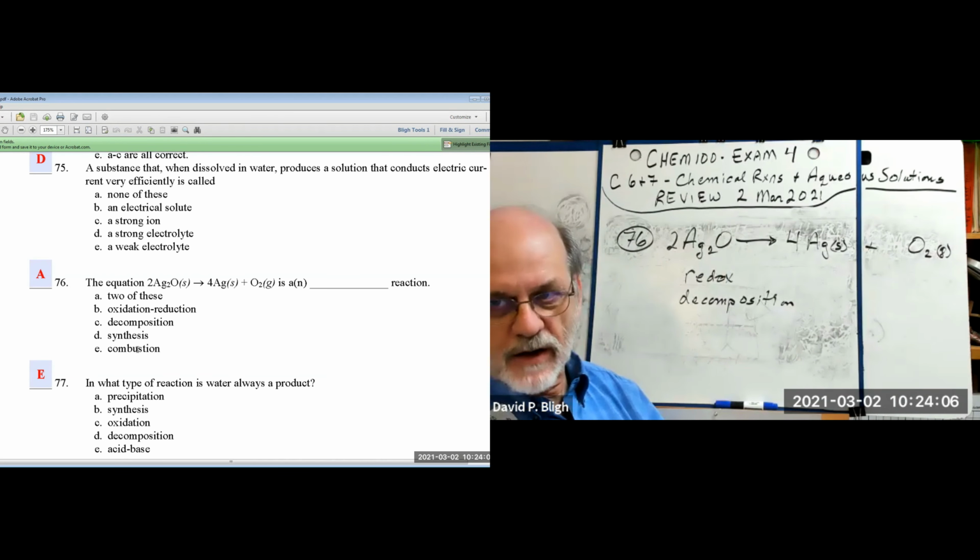Which one of these is not considered a common cause of a chemical reaction? A decrease in temperature. If you decrease the temperature, you generally reduce the chances of a chemical reaction occurring. Usually an increase in temperature is required. And that's a discussion for another day. In fact, I don't even know if we're going to get to that one in this course. It has to do with activation energy.